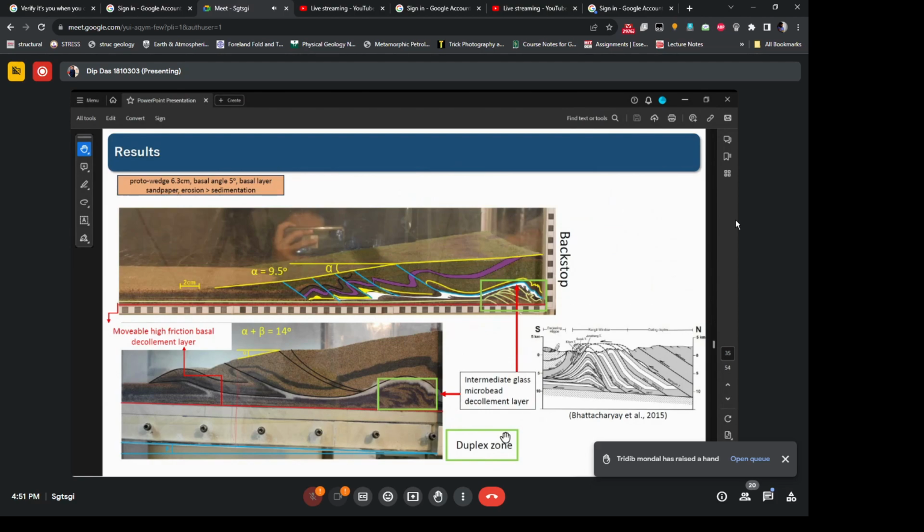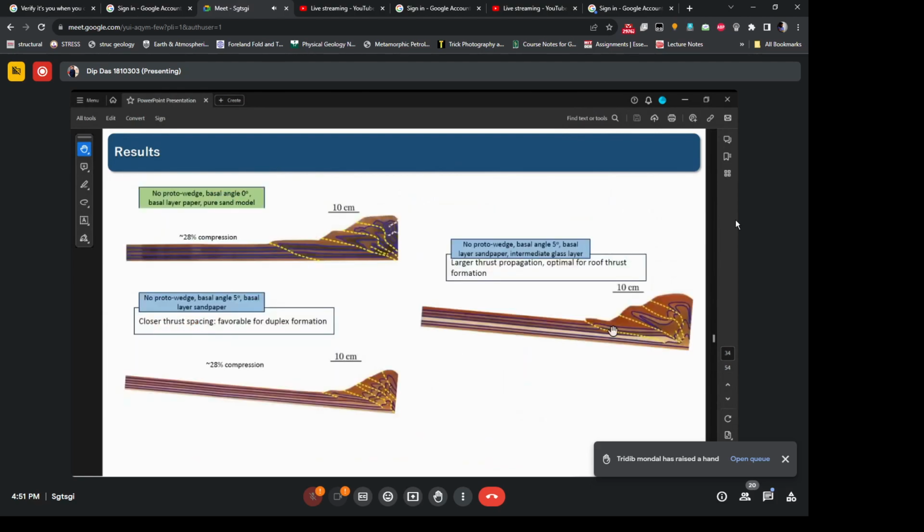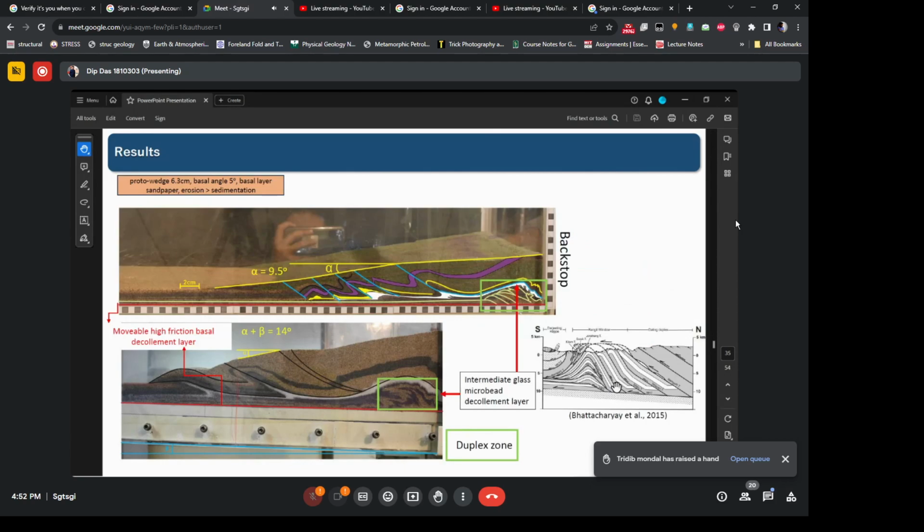What I observed during the experiments is that if I don't put in any proto-wedge, this kind of structure will form: the thrust will glide over the low-frictional layer and progressively move forward. But to restrict that formation and to separate the overthrusting and the underthrusting, what I observed is that a proto-wedge is needed, just to separate the deformations.